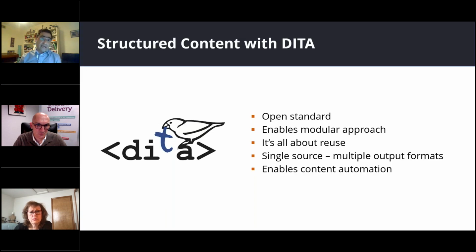And pretty naturally, we made a decision about using DITA as a standard for their documentation because this is an open standard, because it enables a modular approach, and therefore it opens a lot of opportunities for content reuse and for content profiling. Of course, it enables us and their documentation team to single source the content to generate multiple outputs from the single source.